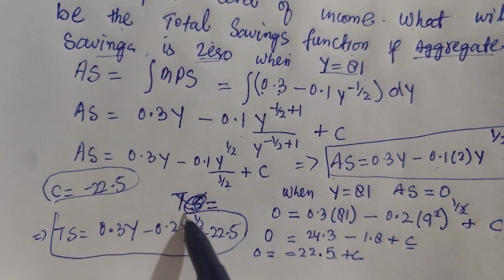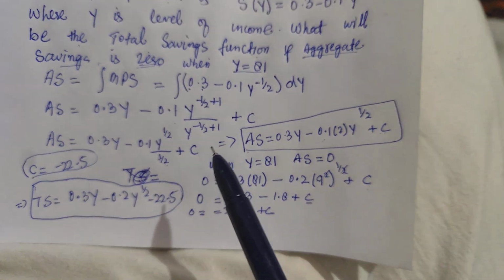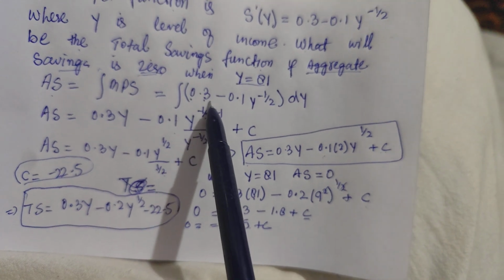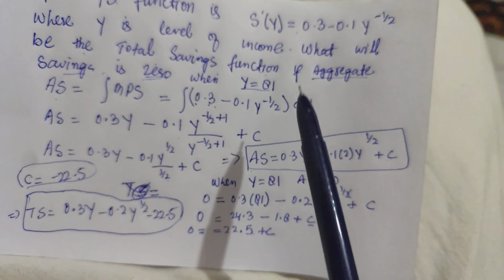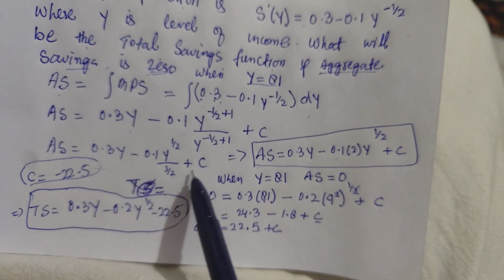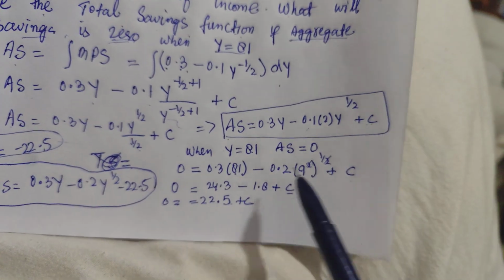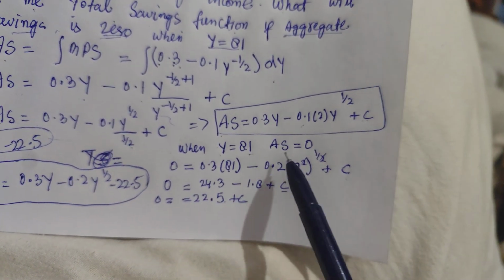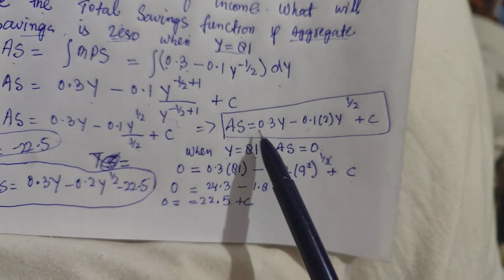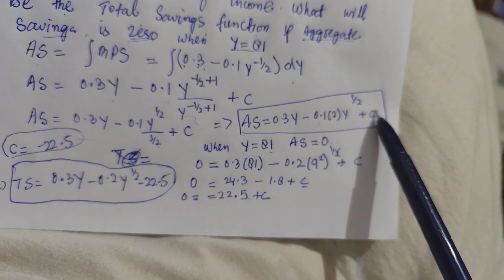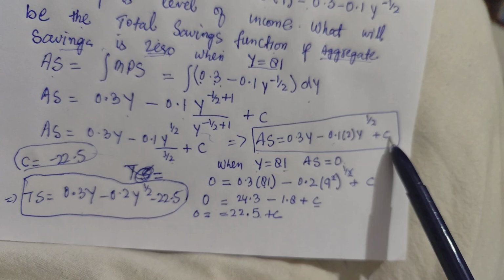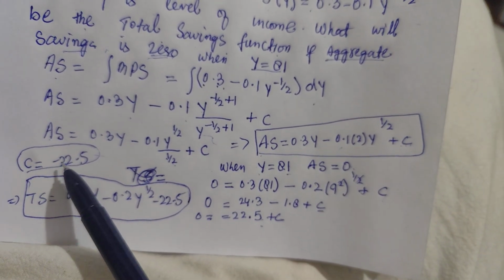Okay, so I hope I make myself clear. What we have done here: first, to find out the aggregate savings, we integrate the marginal propensity to save with respect to y. Doing that step, we get the aggregate savings function as this. Now we are given the initial condition that when income is equal to 81, aggregate savings is equal to 0. So plug the values y = 81 and AS = 0 in this equation. Then to find out the total savings, we plug in the value of the constant of integration. When we solved it, we got minus 22.5.